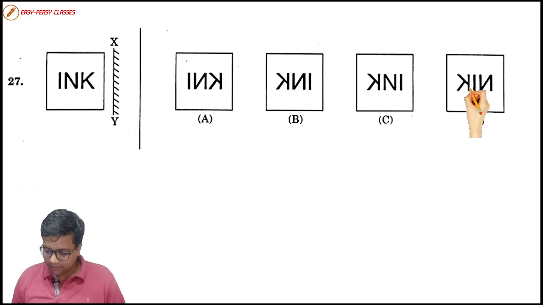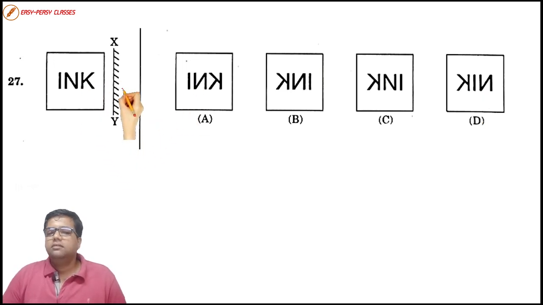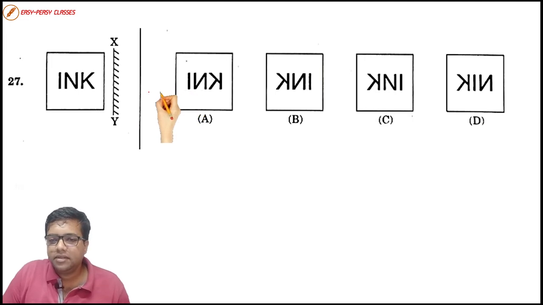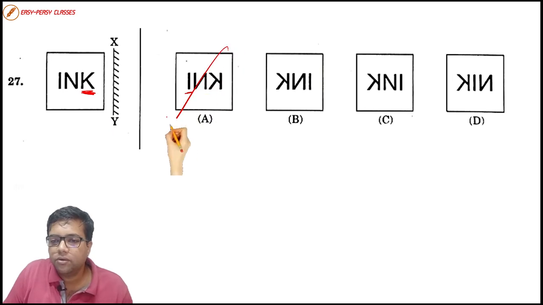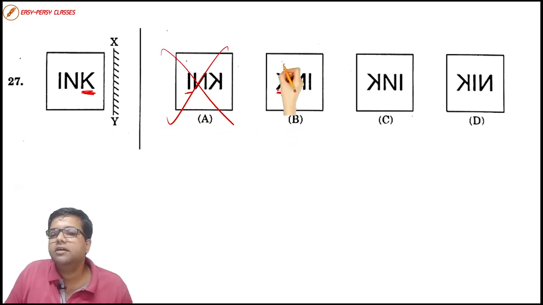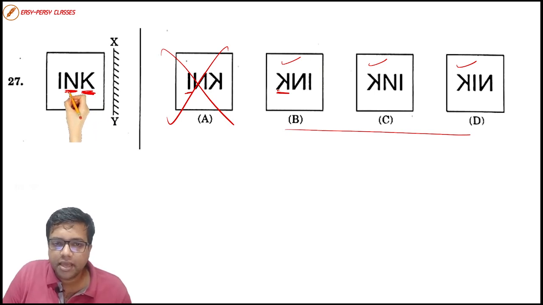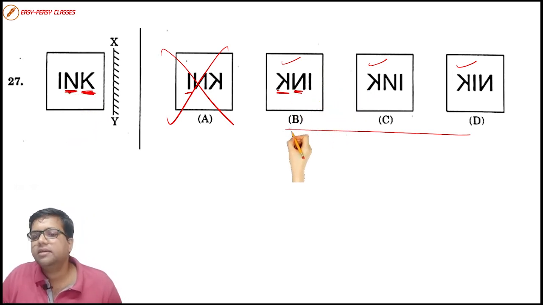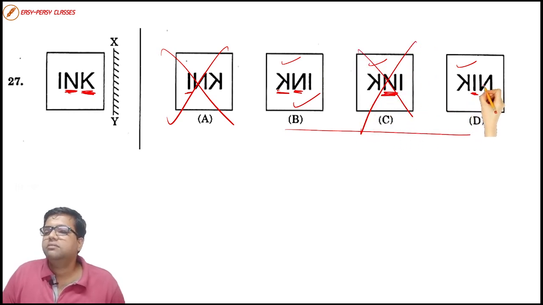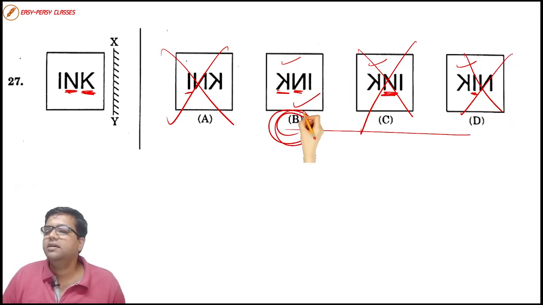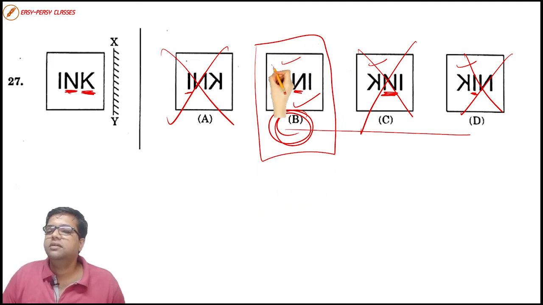Question number 27. I, N and K, three letters are given. The first letter should have been which letter? K, mirrored K. Do we have mirrored K here? No, we don't have it. Eliminated. Do we have mirrored K? We have. In all the rest three, we have. There is a tough competition among them. The next letter should come as mirrored N. Do we have mirrored N here? We have. Do we have mirrored N? We don't have it. Do we have the second letter as mirrored N? No, we don't have it. So without even looking further for I, option number B is the right answer.